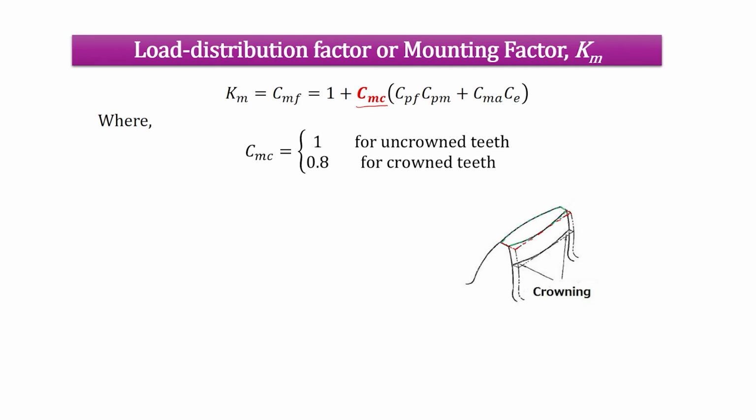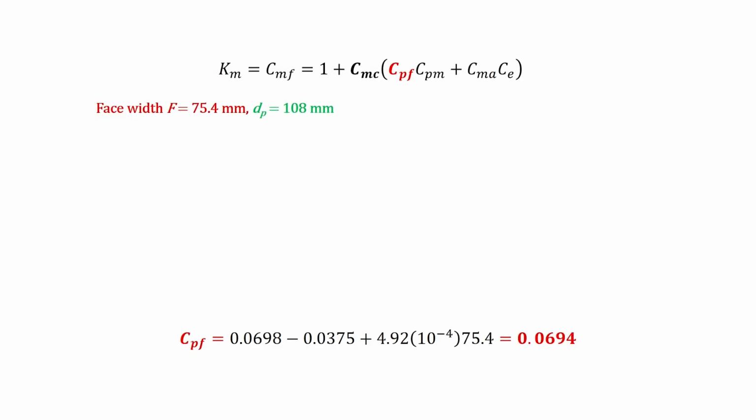Now, considering uncrowned teeth, CMC is equal to 1; for crowned teeth it is 0.8. Considering uncrowned teeth, CMC is equal to 1. Then the next factor is CPF, of the mounting factor or the load distribution factor.